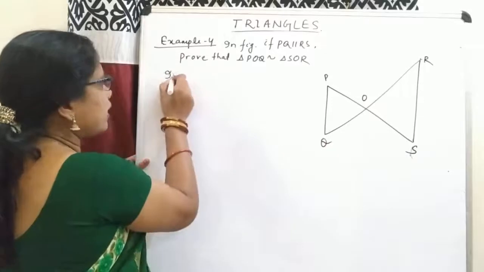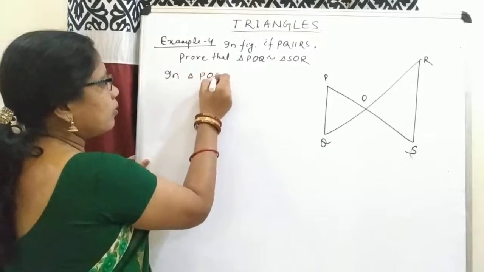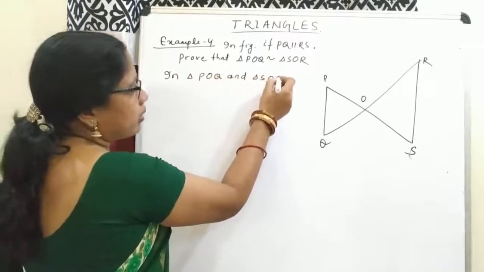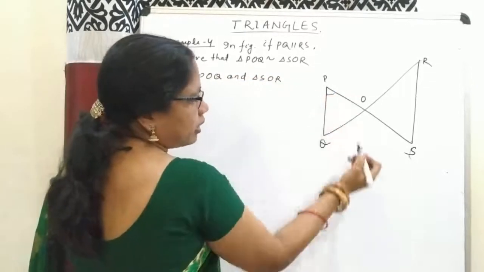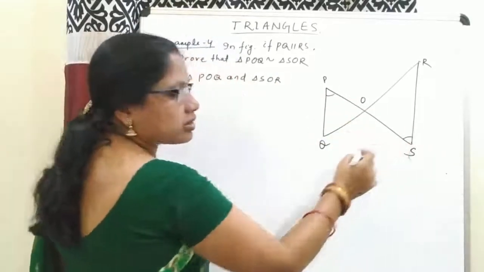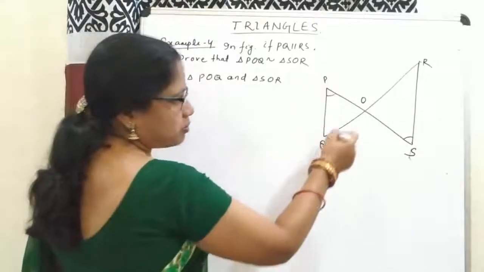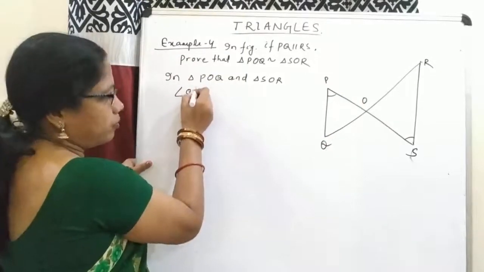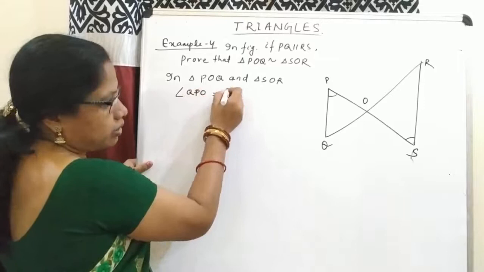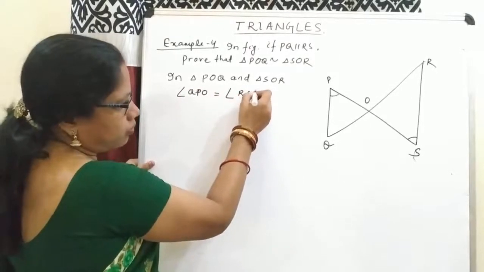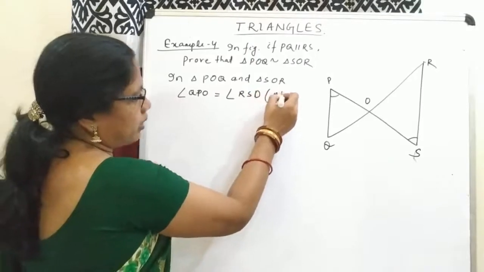So, in triangle POQ and triangle SOR, this angle QPO will be equal to angle OSR because they are alternate angles. PQ is parallel to RS. So, angle QPO is equal to angle RSO, alternate angles.